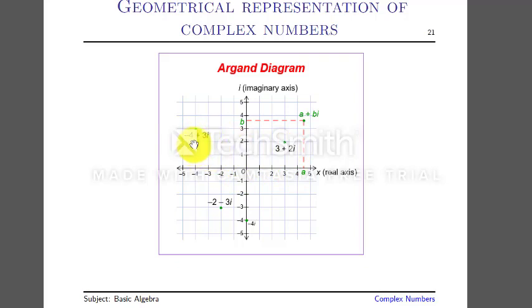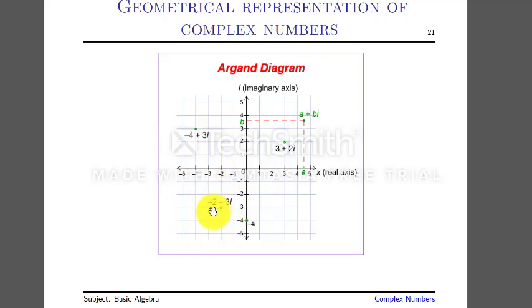Now take minus 4 plus 3 iota. Minus 4 is the real part, so it will be along the x-axis, and the left side of the origin holds the negative values of x. So this is minus 4, and this is the positive 3, which is the imaginary part along the y-axis. So here is the complex number minus 4 plus 3 iota. And here is the complex number minus 2 minus 3 iota, where the real part is negative and the imaginary part is negative, and it is in the third quadrant.